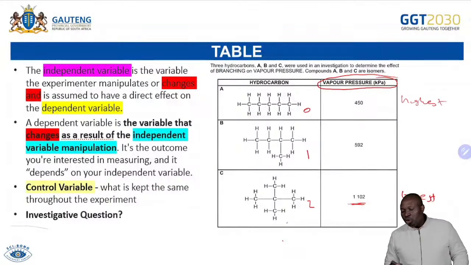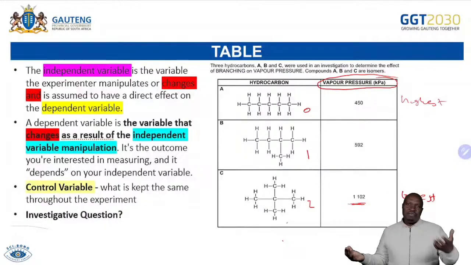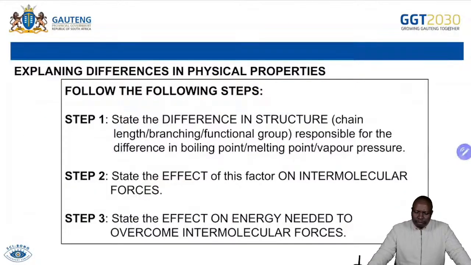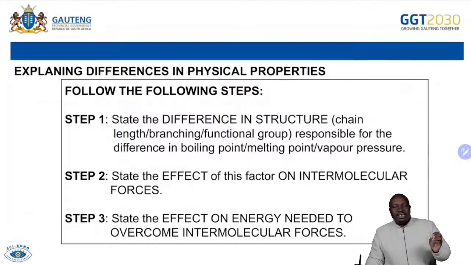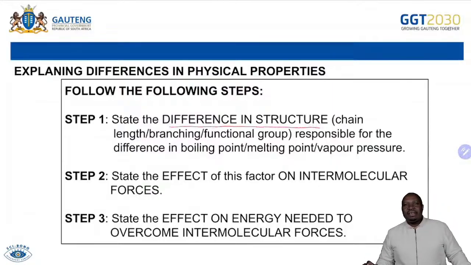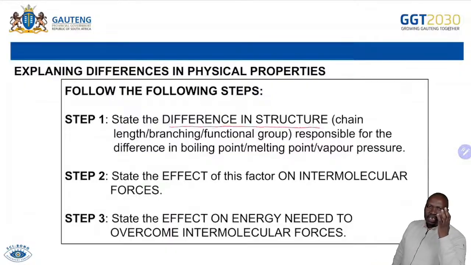So have that in your mind to say, this is the relationship in terms of boiling point, vapor pressure, and melting point. Now, how do I go about answering these questions? When you're answering these questions, the first thing you will always look at is the difference in structure. I already indicated that I'm expecting you to look for three things: the chain length, the branch, and the change in the functional group.